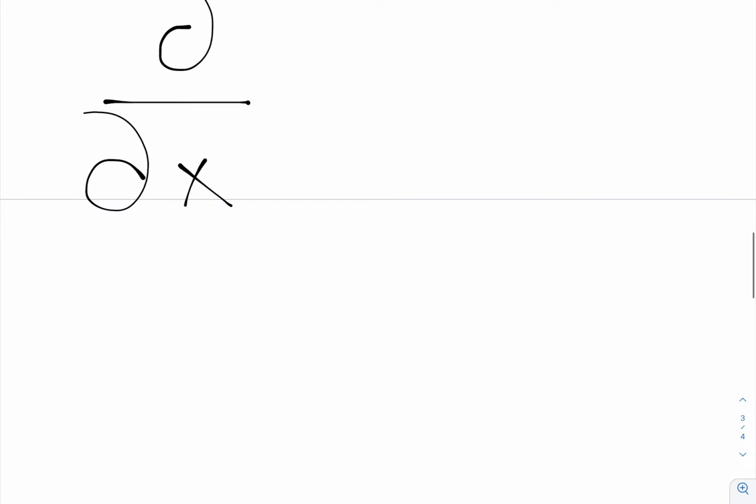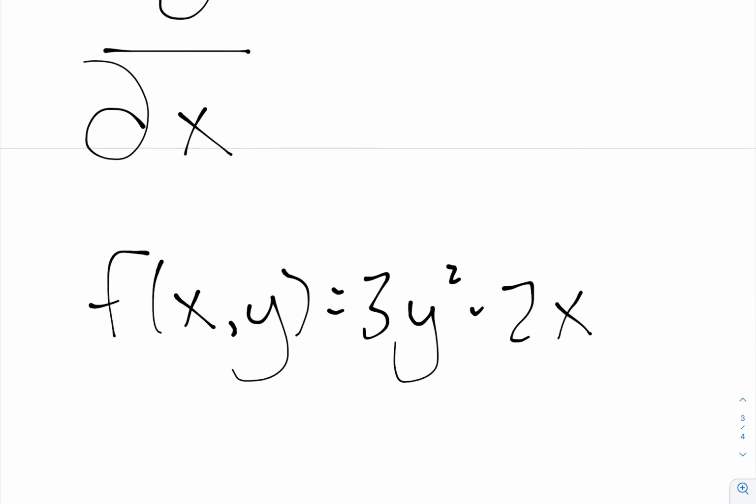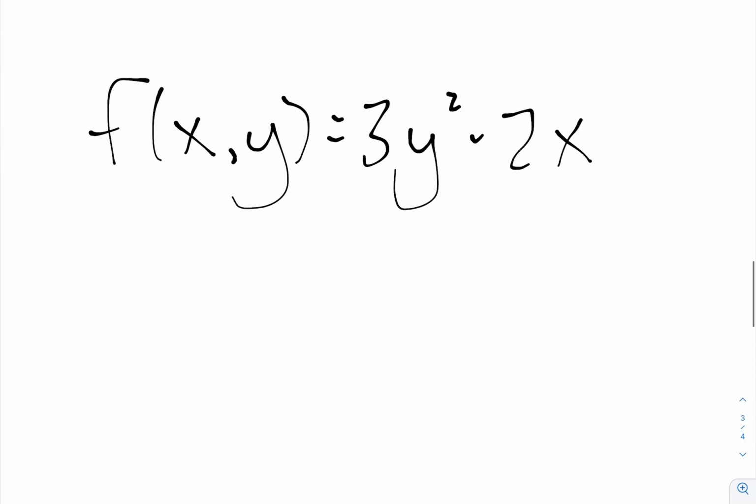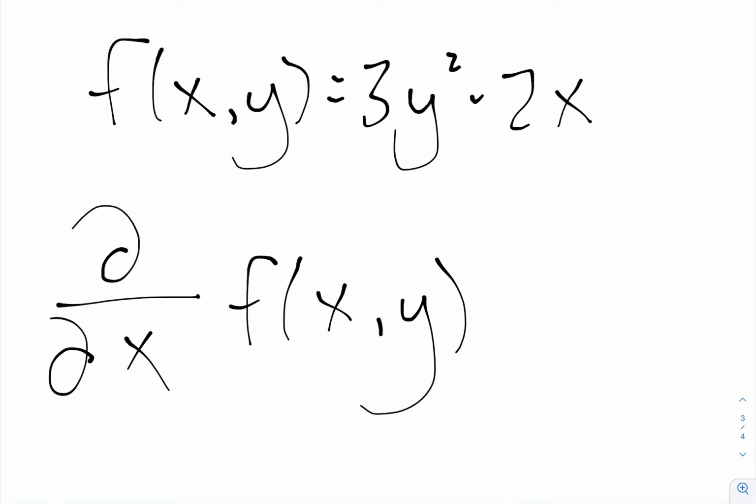Okay, so let's say if we had a function that was composed of two variables, x and y, if it was 3y squared minus 2x, if we wanted to find the derivative with respect to x of this function, we would have to use partial derivatives. So we would have to use this curly derivative with respect to x of f of xy. When we're doing this, we treat everything that's not an x as a constant, so the y, the 3, and the 2.